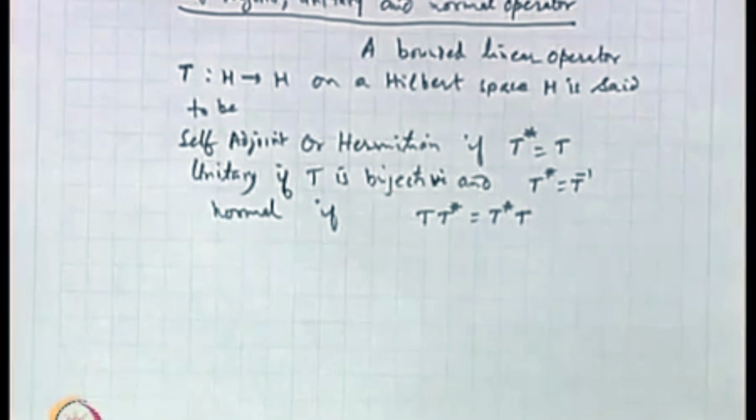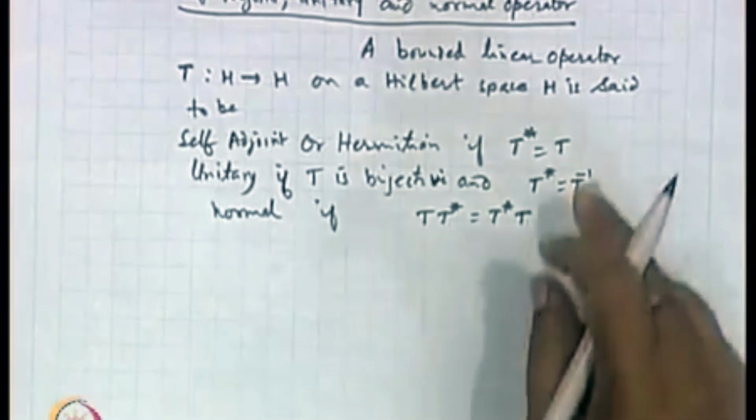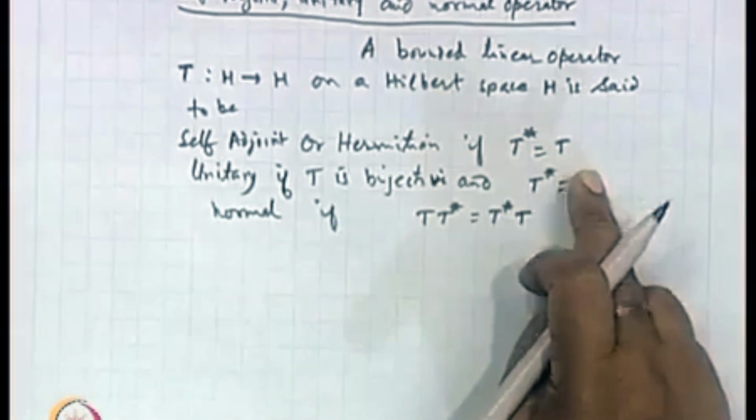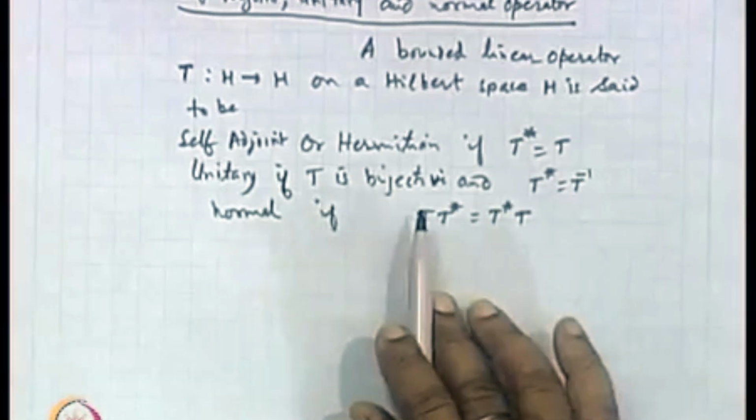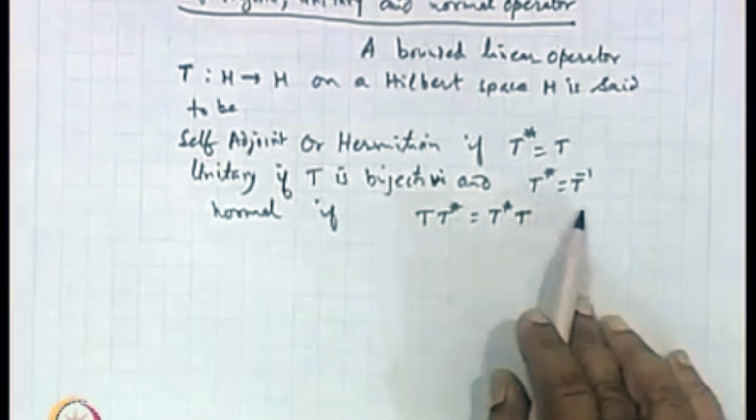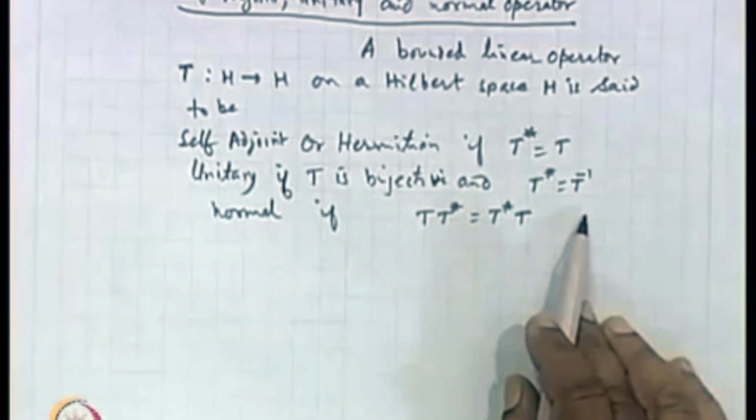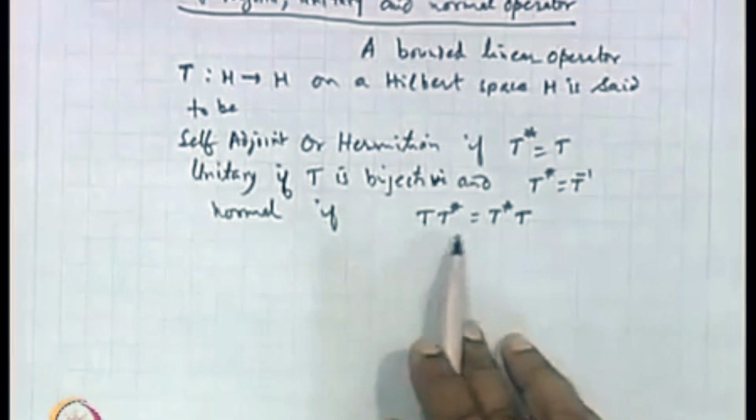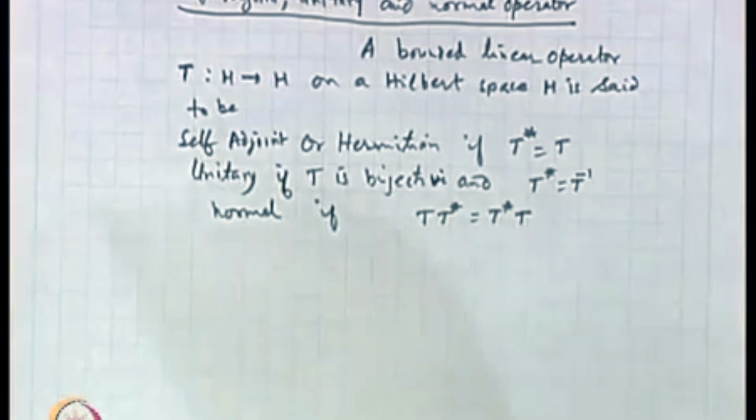So a bounded linear operator T on a Hilbert space is said to be self-adjoint if the Hilbert adjoint operator of T coincides with the operator T itself. When T is one-one and onto and the Hilbert adjoint operator coincides with the inverse of the operator T, then we say it is unitary, and when T T star equals T star T, it is normal. So the Hilbert adjoint T is defined.